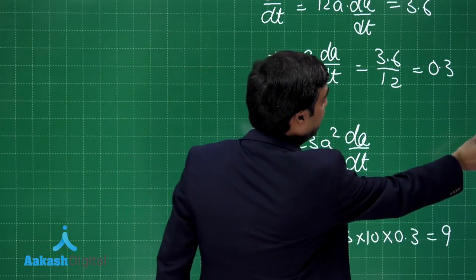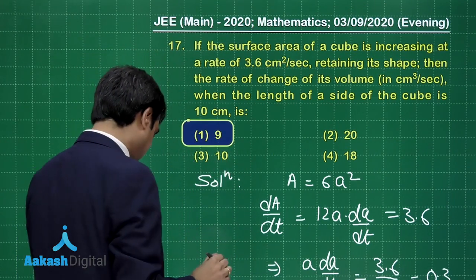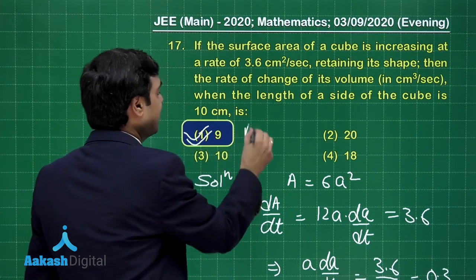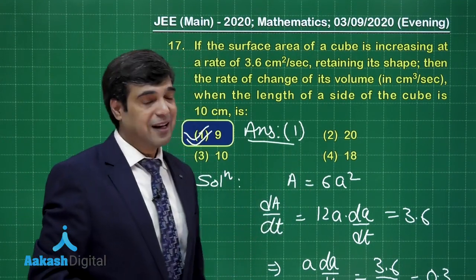Now we need to check from the given options. 9 centimeter cube per second, it is given here as option number 1. So this is our correct answer. I'm sure this part is clear. Let's take up the next one.